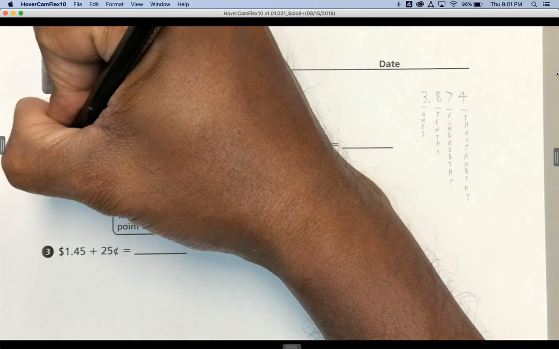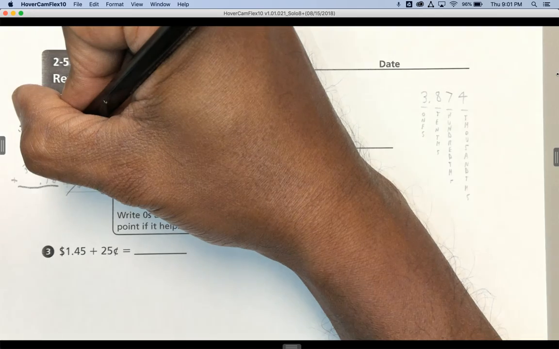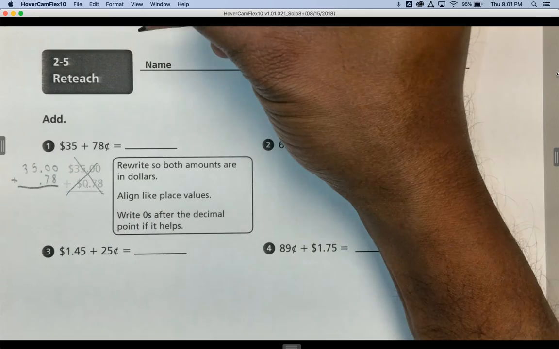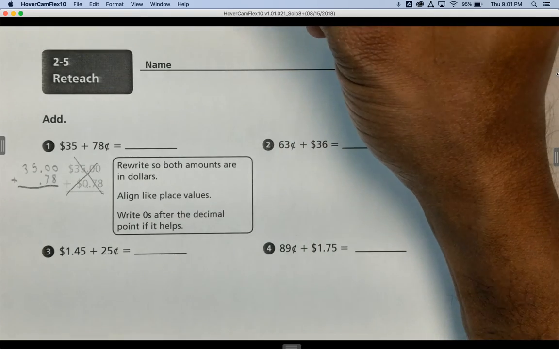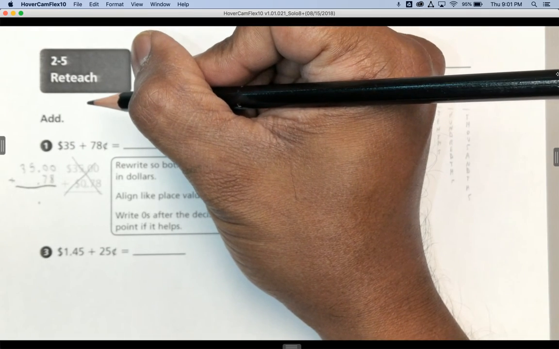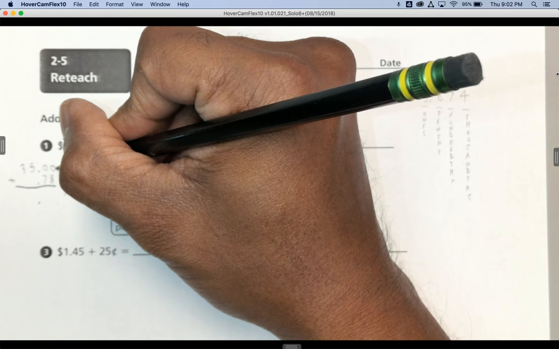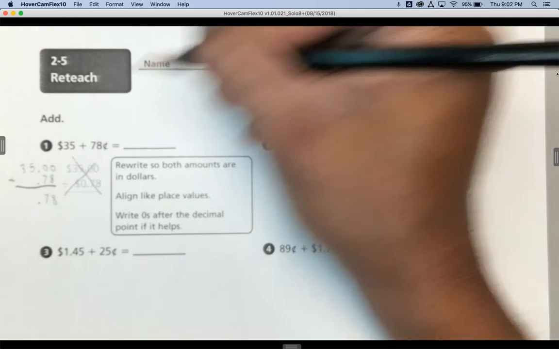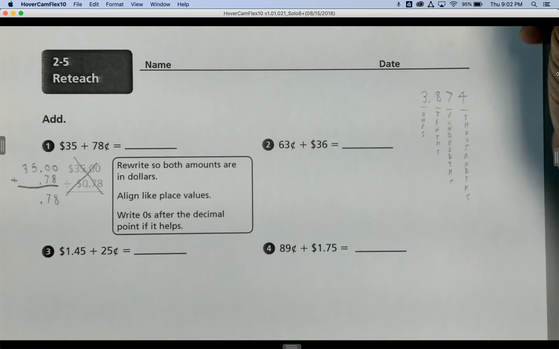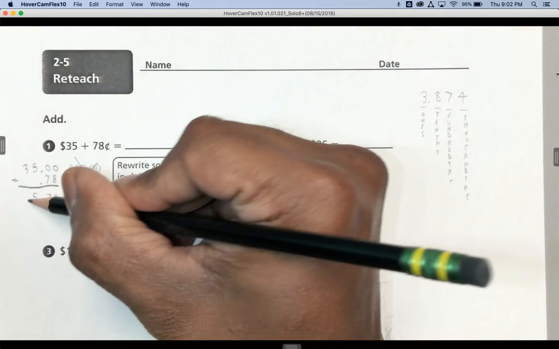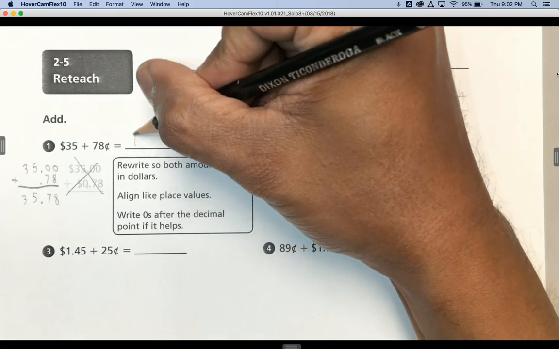Now I'm going to add them. Up here, I'm going to imagine there's a decimal point after the 35, and I can fill in these gaps with zeros. And now I should be ready to go. But before I start adding, I know I'm going to insert that decimal point right where it lies, and then begin my adding. In the hundredths column, 0 and 8 gets me 8. 0 and 7 gets me 7. And then in the ones column, the 5 comes down. In the tens column, the 3 comes down, and you get your answer of $35.78.